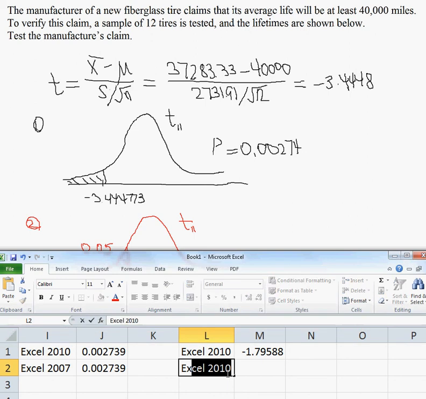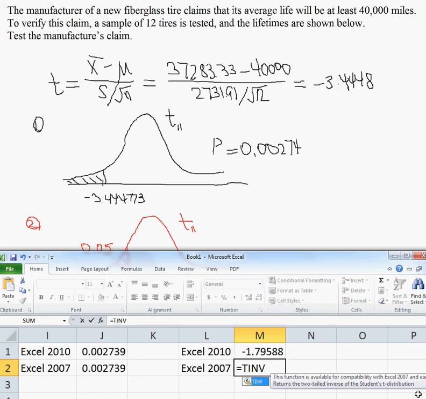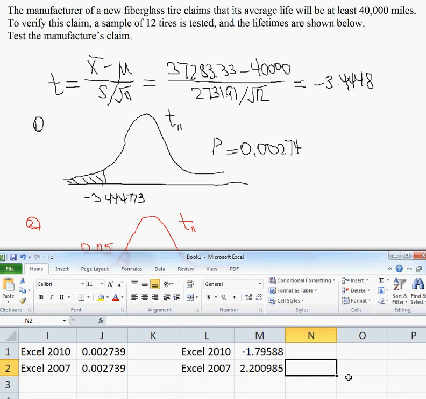Now, if you're stuck with Excel 2007, this is going to be very confusing, but let me just tell you the way it is. There's no sugarcoating this because it's very confusing. The command in Excel 2007 is tinv without the dot. And you notice the comment is that it is available for backward compatibility. And this returns a two-sided inverse. So that means that if I type this in, that's going to be incorrect because it will assume that the area in both tails combines to be 0.05. And so I get the incorrect answer.